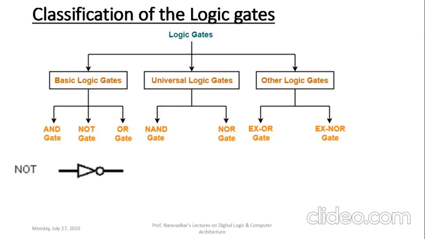You can observe NOT gate at the bottom. If that input is 0 from the left side, then the output will be logic 1 on the output side, right side. And the inverse is also true. It means that whenever input is equal to 1, output is 0. So this is the NOT gate here.